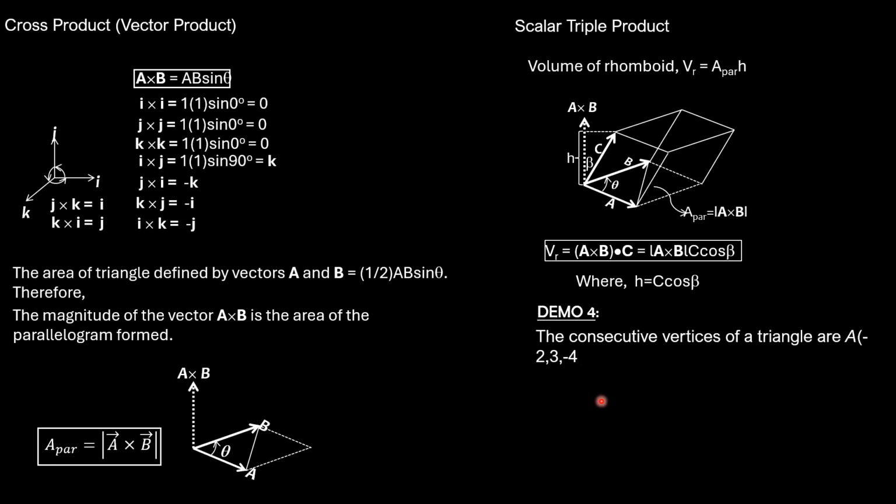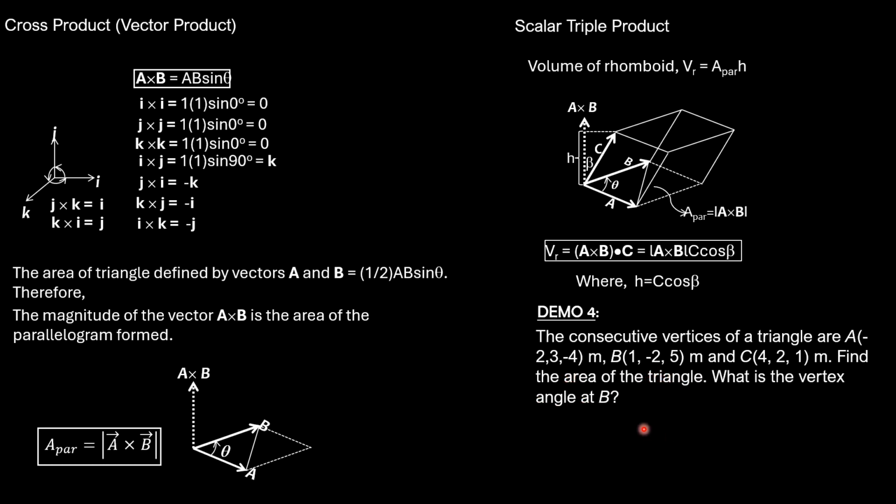The consecutive vertices of a triangle are A(-2, 3, -4), B(1, -2, 5), and C(4, 2, 1) meters. Find the area of the triangle. What is the vertex angle at B? So I'll end here.